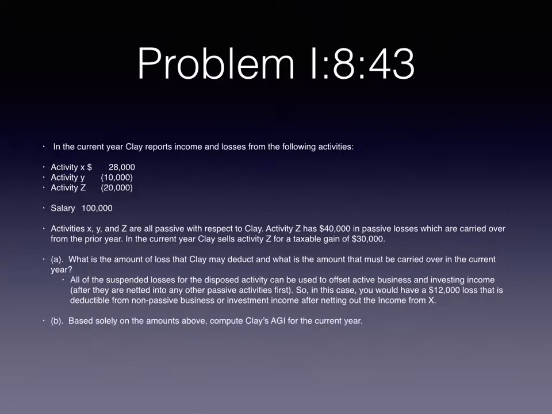Part B, based solely on the amounts above, compute Clay's AGI for the current year. So this is pretty easy. You're basically just taking his salary of $100,000, and obviously that is not passive business income. That's an active income, but since that $12,000 is now allowed to be netted against non-passive business activities, you total that out, 100,000 minus 12,000 for a total AGI of 88,000.